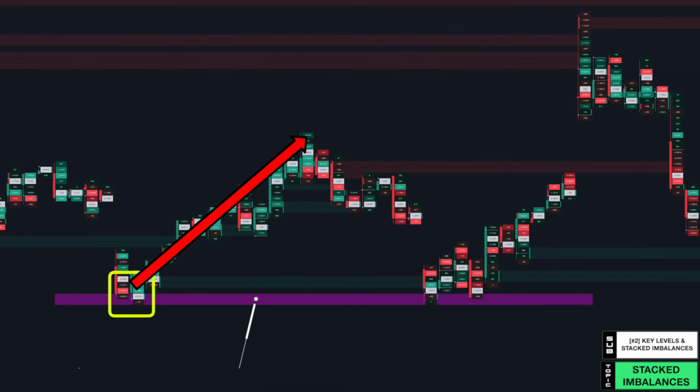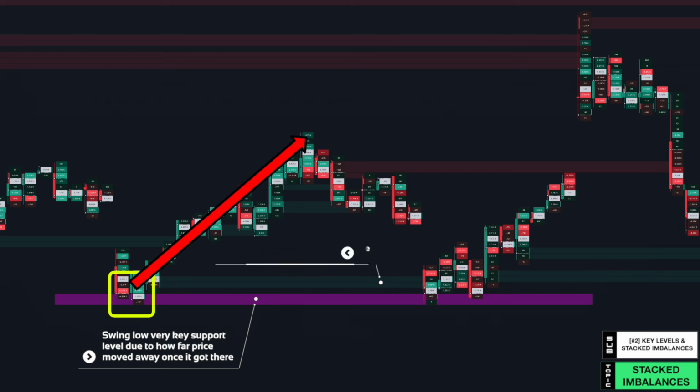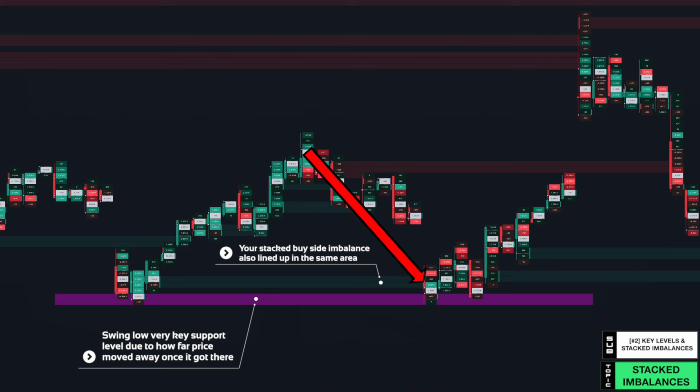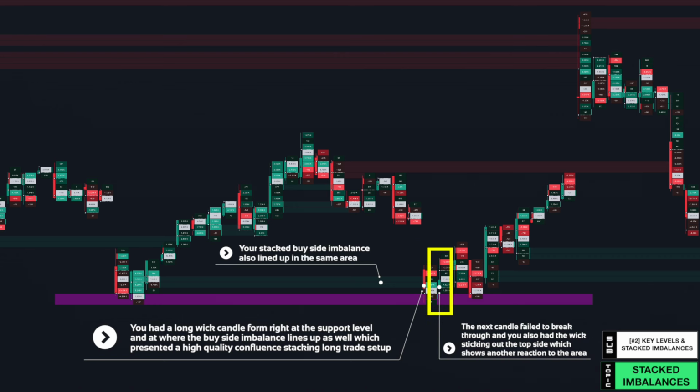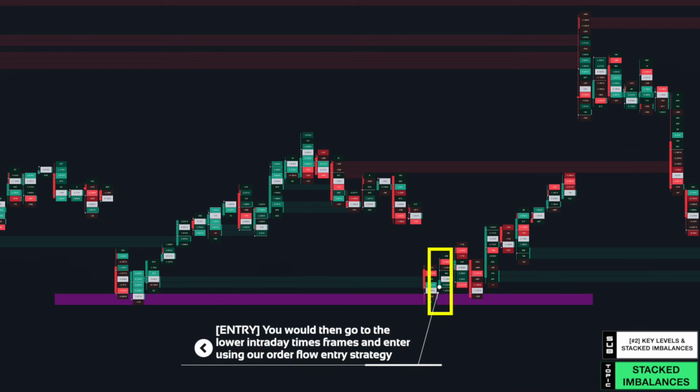This swing low, huge reversal point gives you a very key support level. Your stacked buy-side imbalance also lined up in the same area. When price came back down, you had a long wick candle form right at the support level and at where the buy-side imbalance lines up as well, which presented a high-quality confluence stacking long trade setup. The next candle failed to break through and also had the wick sticking out the top side, which shows another reaction to the area. You would then go to the lower intraday timeframes and enter using our order flow entry strategy.